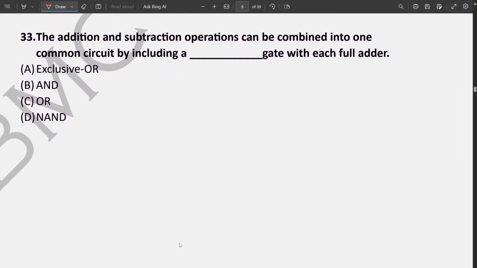The addition and subtraction operation can be combined into one common circuit by including which gate? Which gates have subtraction and addition operation? So the answer is exclusive OR. You can see that XOR.